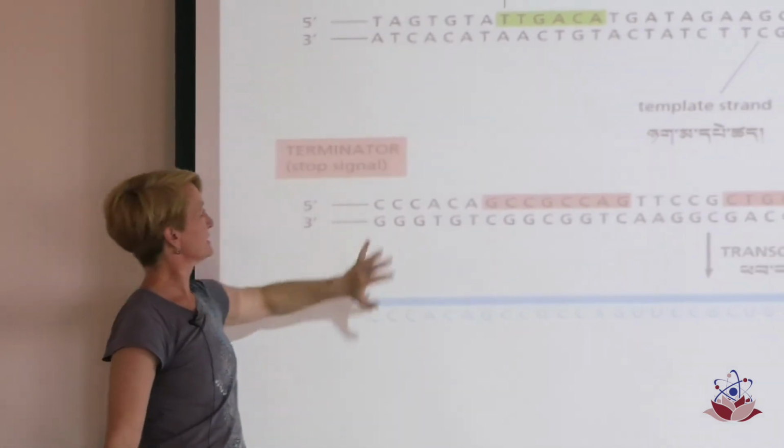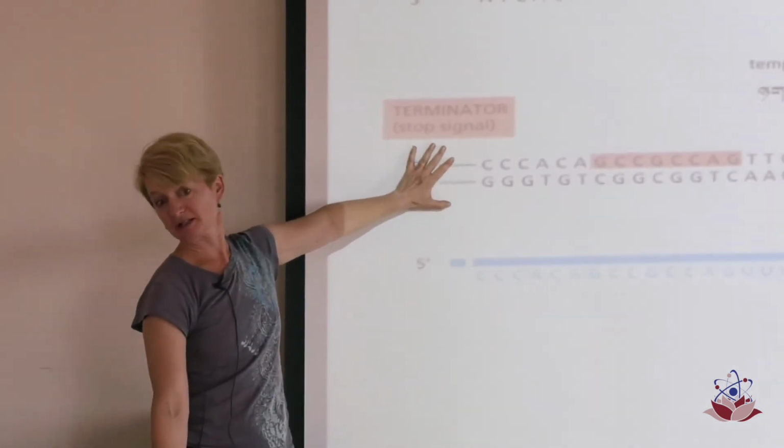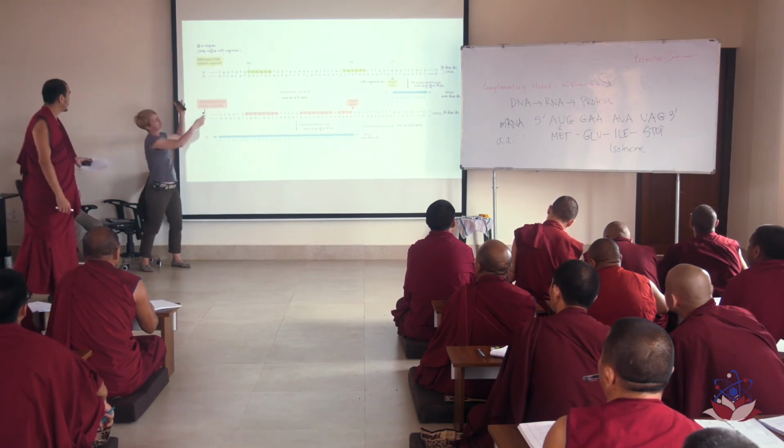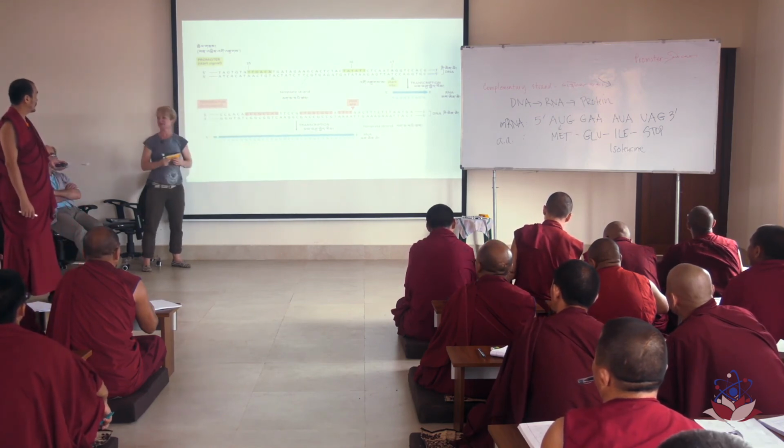A gene starts with a promoter region and then ends with the terminator region. The gene. The information around the gene.